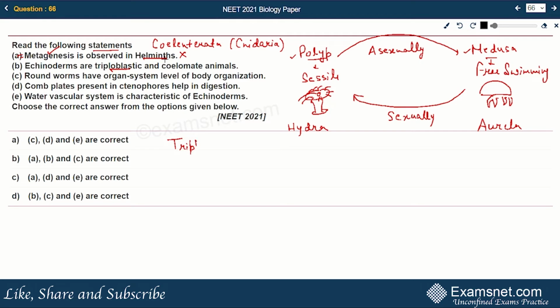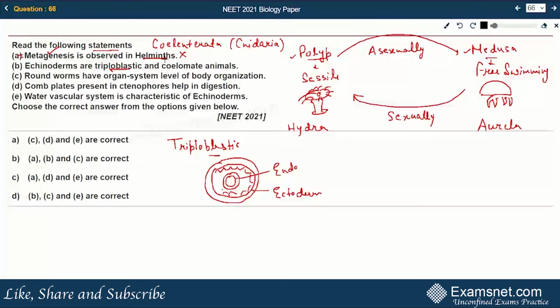Triploblastic means having three embryonic layers. We know that basically there are two embryonic layers. The inner one is endoderm, whereas the outer one is ectoderm. Now in certain organisms there is an additional third layer in between the endoderm and the ectoderm, and this is known as mesoderm.